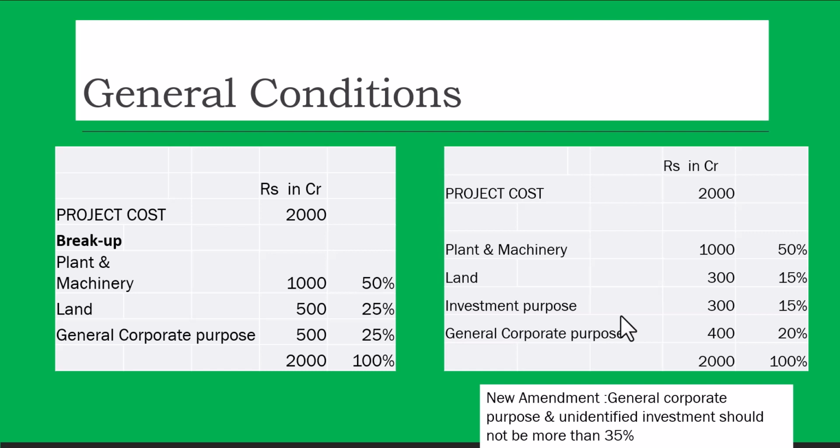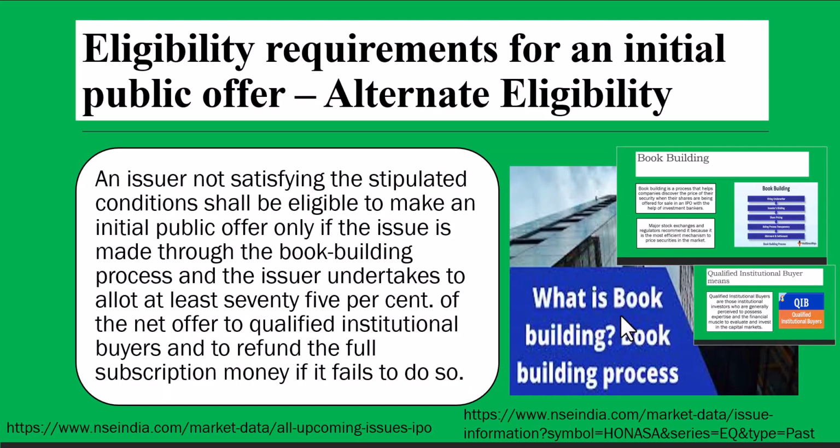So have you followed this, Shubhamini? Or all, please, everyone. Yes, sir. Okay. Then the most important one for the day. Can you read this from the top? Eligibility requirements for an initial public offer, alternate eligibility. Okay, hold on.